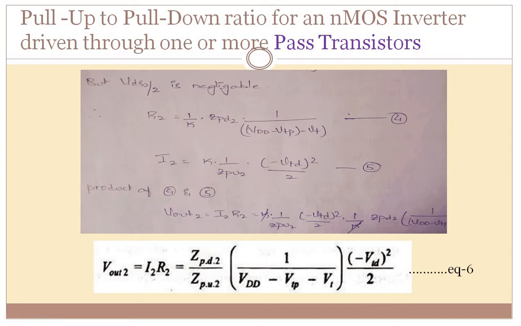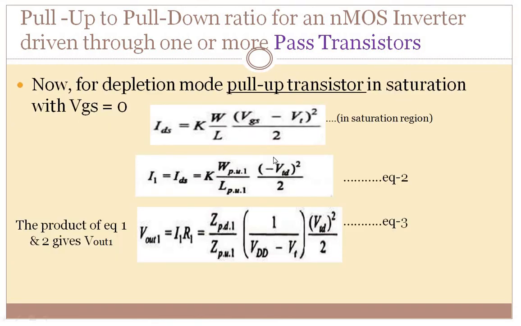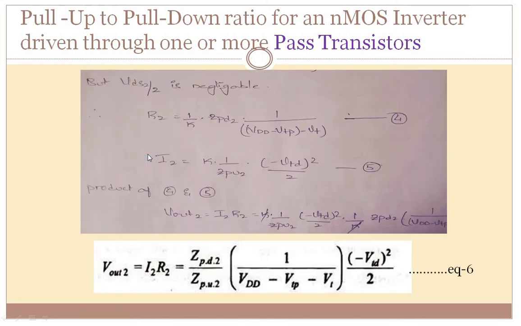Same again, for the I2 value in your saturation region, you have to consider VGS equal to 0 directly. Consider the saturation region IDS value and substitute VGS equal to 0, then you will get the I2 value is equal to K into 1 by ZPU2 into (minus VTD) whole square divided by 2. Correct?